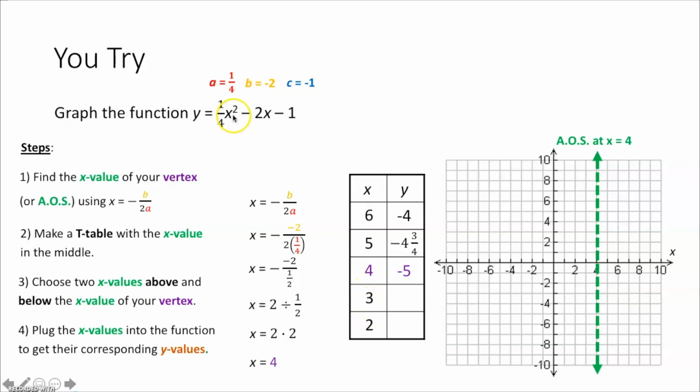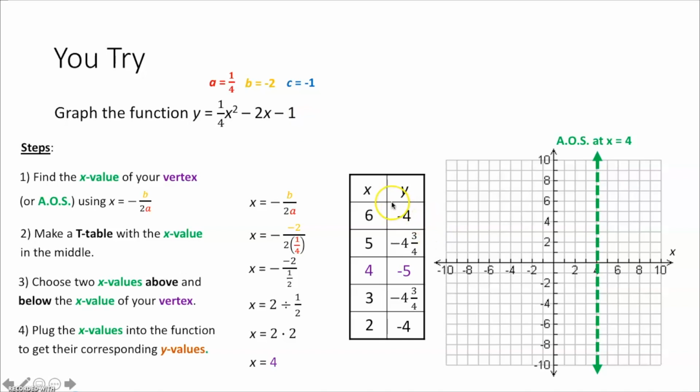3 squared is 9 times 1/4, or divided by 4 is going to give you 2.25, or 2 1/4. Then minus 2 times 3, so -2 times 3, that's going to be -6. So 2.25 minus 6 is going to be -3.75 or negative 3 3/4. Minus 1 is going to be negative 4 3/4. Then lastly, I plug in 2. 2 squared is going to give me 4 times 1/4. That just cancels each other out. That gives you 1. And then minus 2 times 2, that's 4. So 1 minus 4 is negative 3. Minus 1 is negative 4.